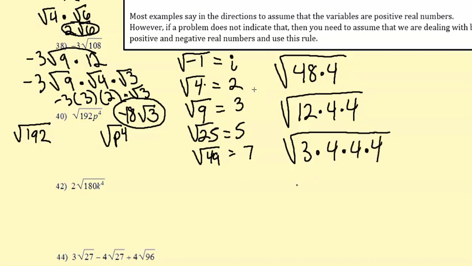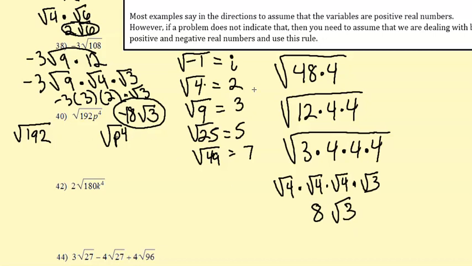Well, if we take the square root of each of those, 4, 4, and 4, we have 2 times 2 times 2. That's 8. 8 square root 3. So that's for the number part.